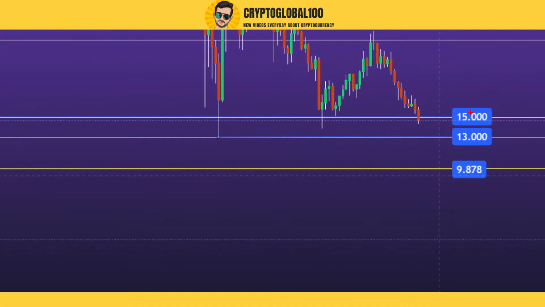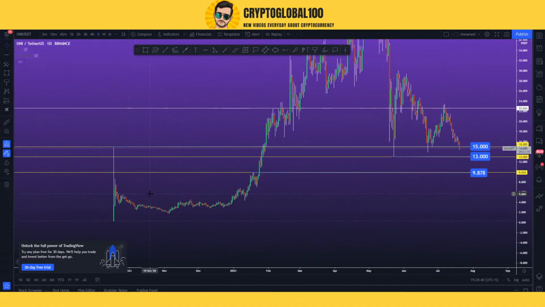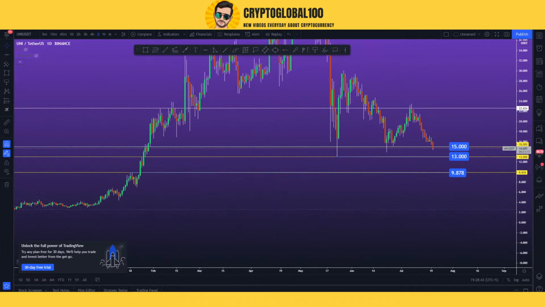So these are the levels for the Uniswap. If candle closes below $15, we would be testing $13. Anything going below $13, we would be testing 9.878. So just keep an eye on those levels.